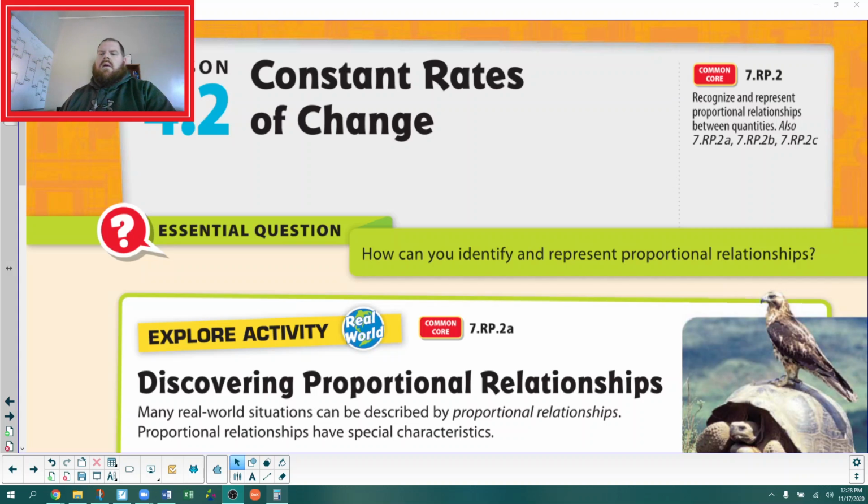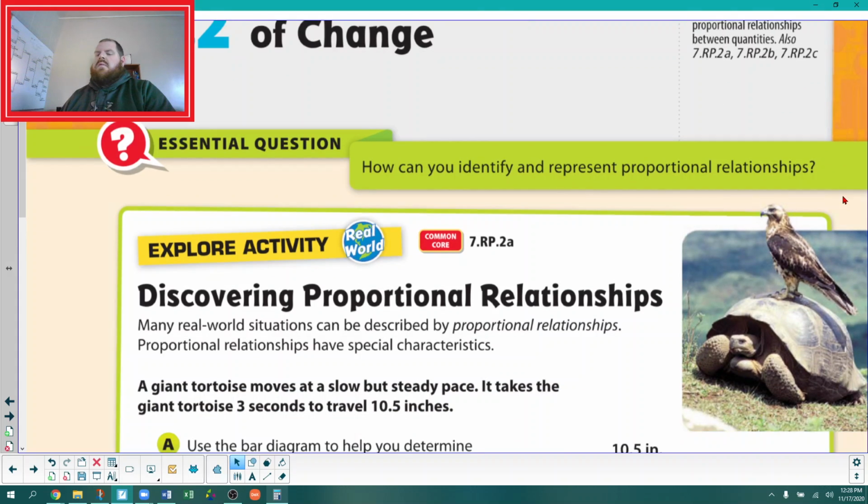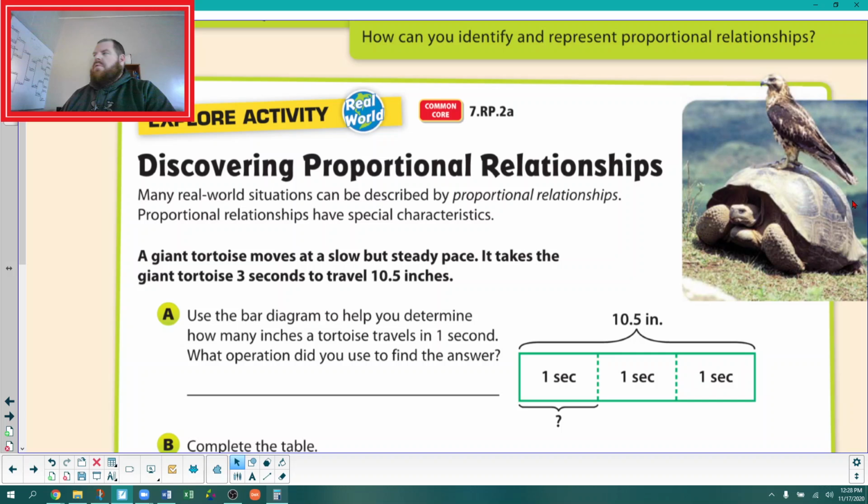All of the relationships that we've looked at, the unit rates, represent proportional relationships. So let's go ahead and look at this first one. It says that a giant tortoise moves at a slow but steady pace. It takes the giant tortoise 3 seconds to travel 10.5 inches. So we want to know how far it's going to travel in 1 minute. That's the same as finding the unit rate.